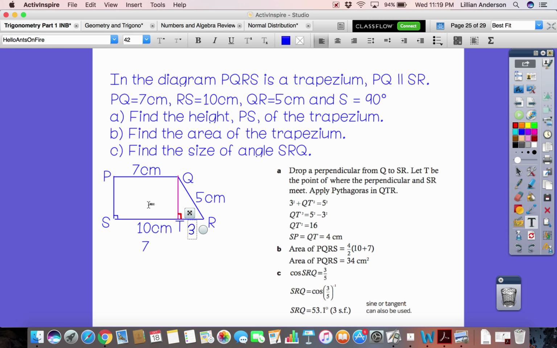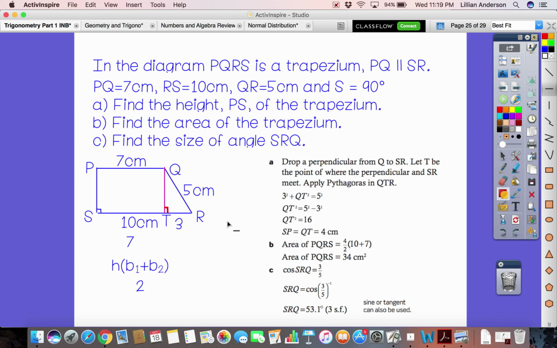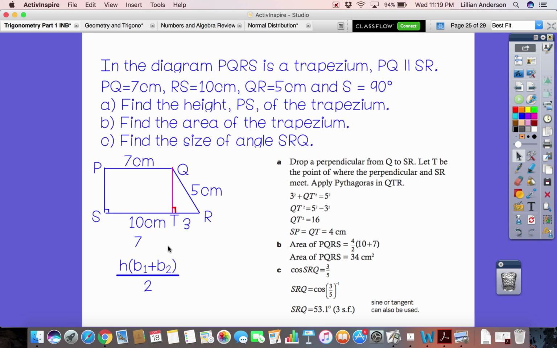And now that you have all the information you need to find the area of your trapezoid, I'm using the area of a trapezoid formula, which says it is your height times base 1 plus base 2, all over 2. And using that formula instead of finding the area of the triangle and the area of the rectangle and adding them together, I have all my information. My height is 4, which I found in part A. Base 1 is 10. Base 2 is 7. And I just divide by 2. And that's how we get 34 centimeters squared. Yes, you can still get that same answer by finding the area of the rectangle and adding it to the area of the triangle.